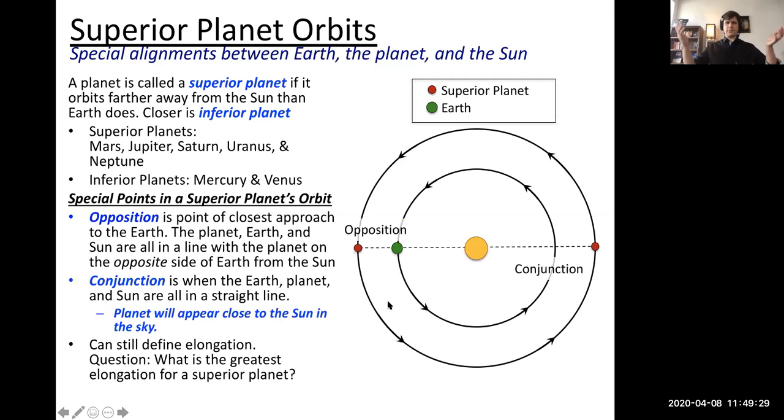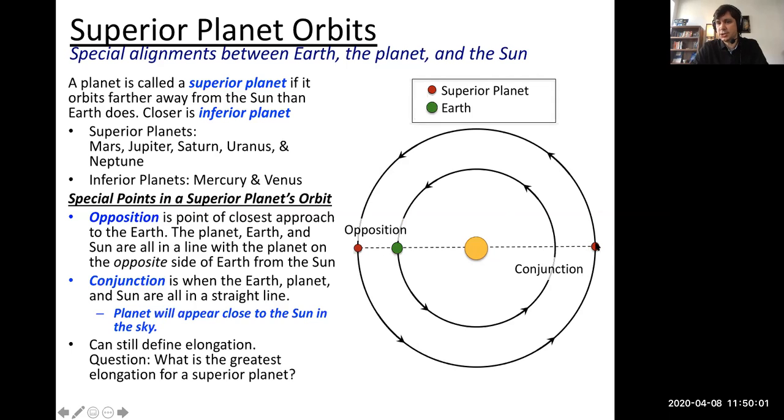And now we have superior planets. So now we have the Earth here. So here's Earth's orbit, and this red, call it Mars, is our superior planet, orbiting farther from the sun. So what kind of special points in the orbit can we define for it? We can still have conjunction where Mars is going to look like it's close to the sun in the sky. So we have the Earth, sun, and then on over here you have Mars.